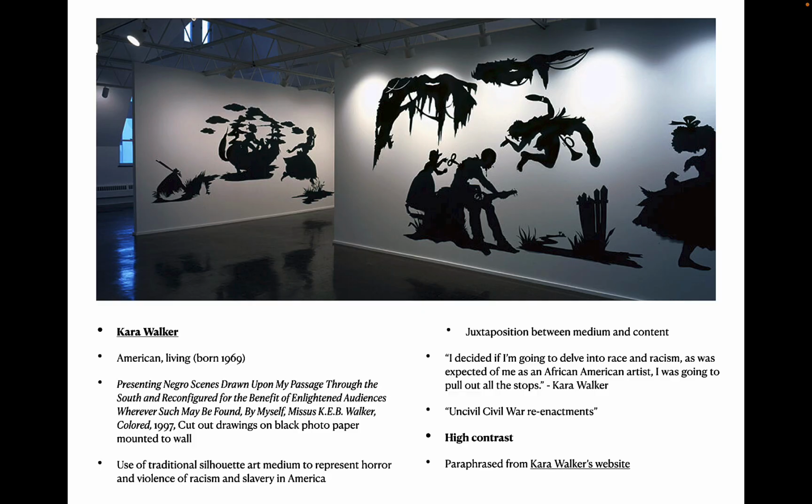This kind of silhouette you may have seen is a really traditional medium that people used before photography. They'd get one of these silhouettes. So she's using this traditional medium to talk about racism and slavery in America. She's an African American artist, so she's representing all of this violence and these horrible things in a really traditional medium. I think there's a juxtaposition between the medium, the silhouette, and the content, what these images are depicting.